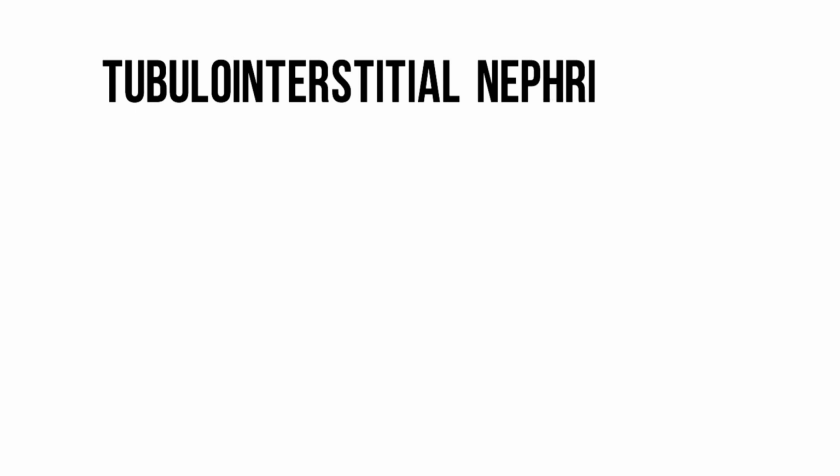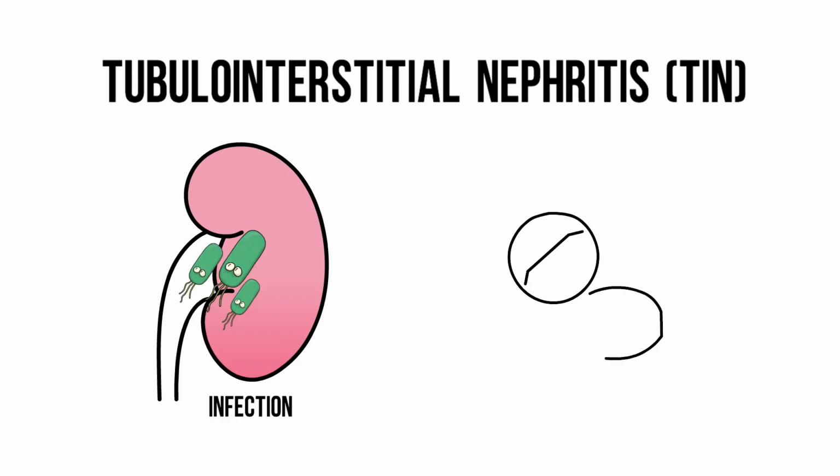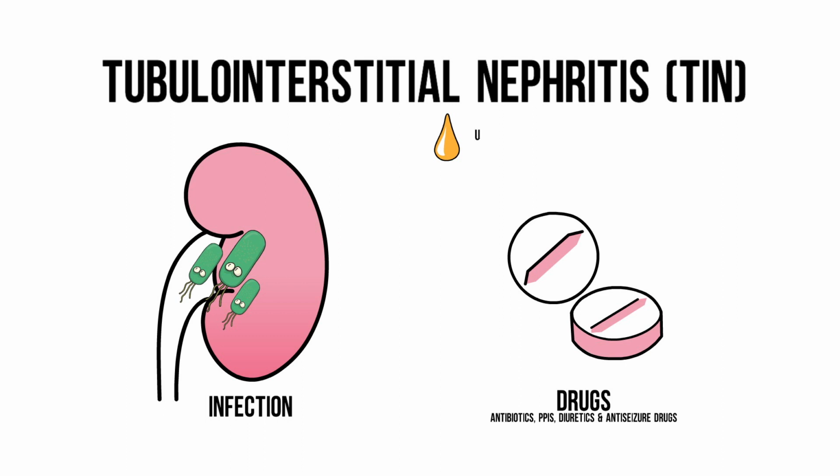Tubulointerstitial nephritis, or TIN, is inflammation of the tubules or their surrounding interstitial space. This is either caused by an infection, a UTI, or by drugs that cause a local allergic reaction. Drugs to remember are antibiotics, especially beta-lactam antibiotics and quinolones, proton pump inhibitors, diuretics, and anti-seizure drugs. But there's a huge list. A urinalysis will help you here as well. It will show white blood cells. Nitrite may be positive in a UTI, as some bacteria produce nitrite.